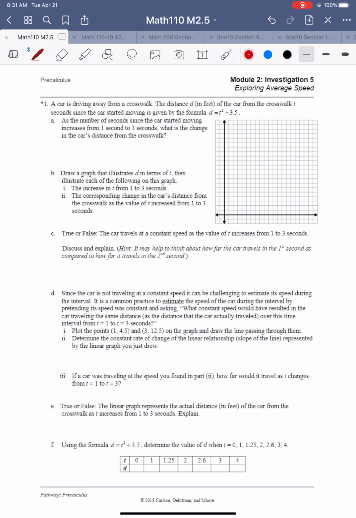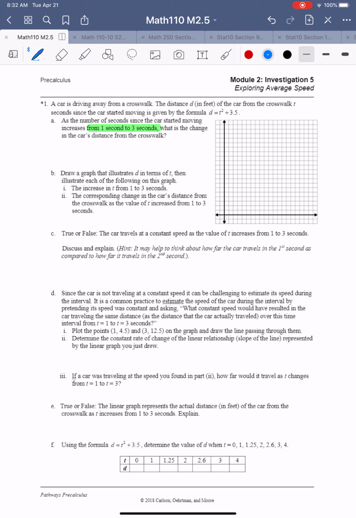All right, so number one, the car is driving away from a crosswalk. The distance d in feet of the car from the crosswalk t seconds since the car started moving is given by the formula d equals t squared plus 3.5. As the number of seconds since the car started moving increases from 1 second to 3 seconds, what is the change in the car's distance from the crosswalk? So we know the time changes from 1 second to 3 seconds.